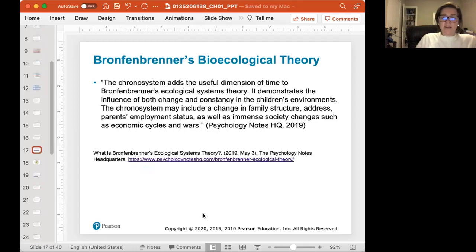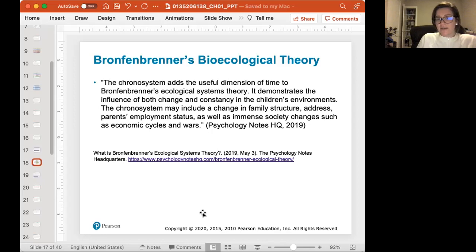And then another layer of Bronfenbrenner's bioecological theory is the chronosystem. It adds a useful dimension of time, and it demonstrates the influence of change and constancy in children's environments. It may include a change in the family structure, address, parents' employment status, as well as immense society changes such as economic cycles and wars.